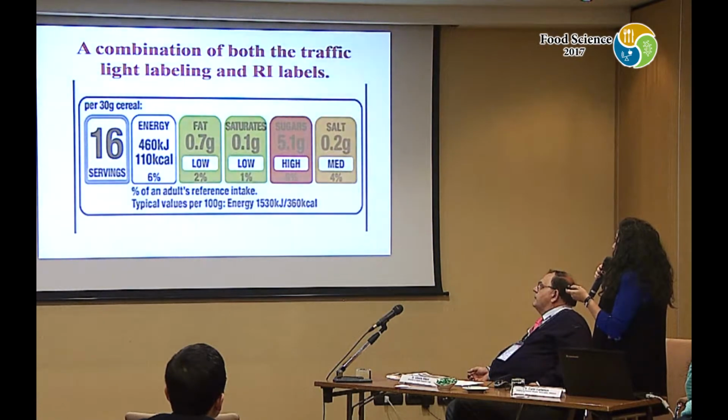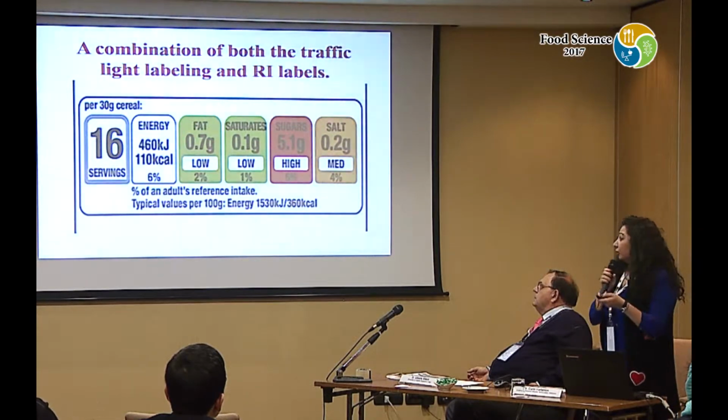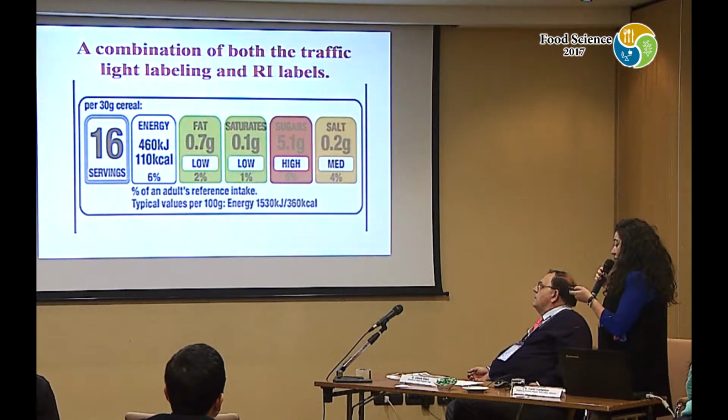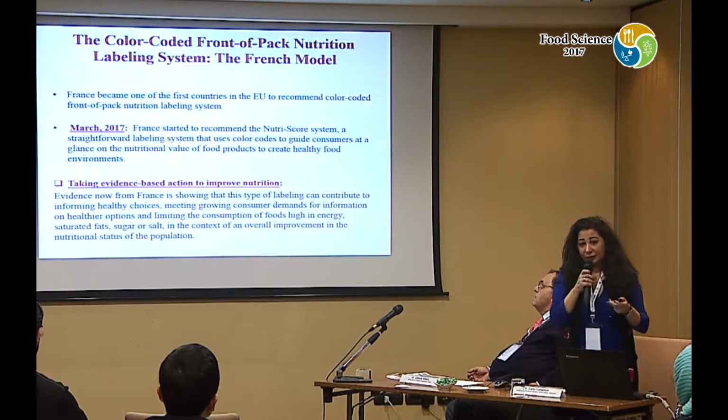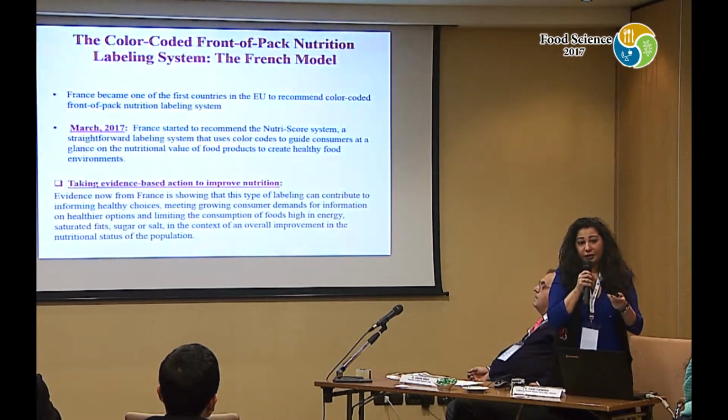Then we have a combination of both. We can put the numbers, we can pick the photo colors, we can put the traffic lights. It's also found a lot in the UK and around the world. What about the new system called Nutri-Score in France?